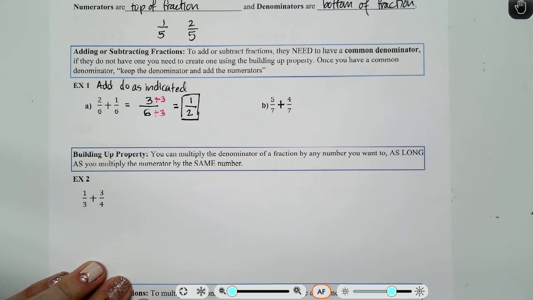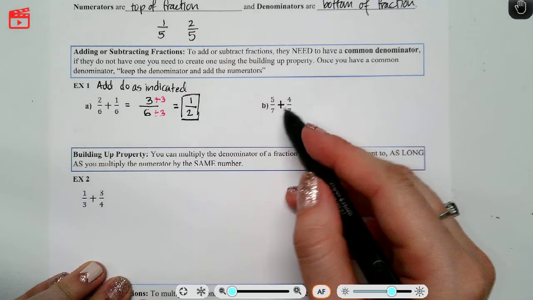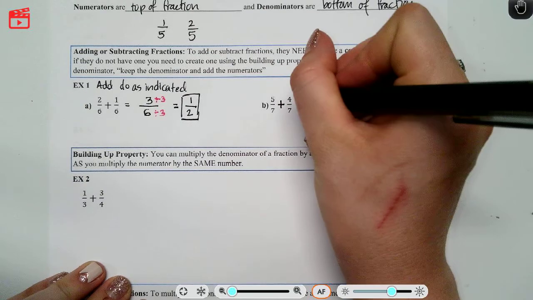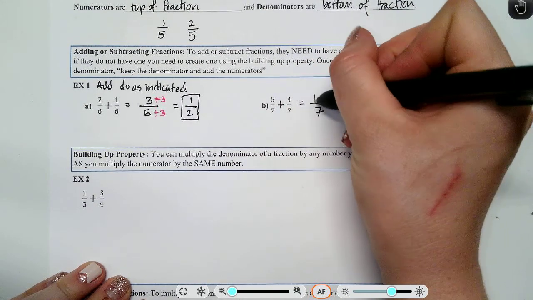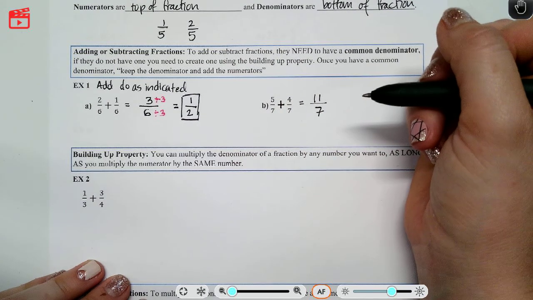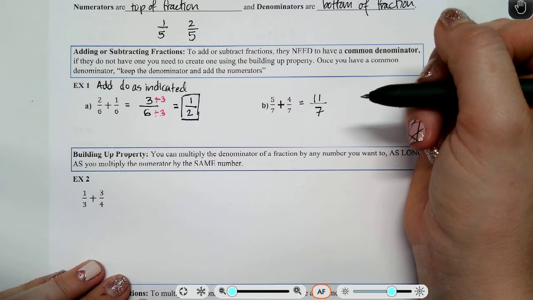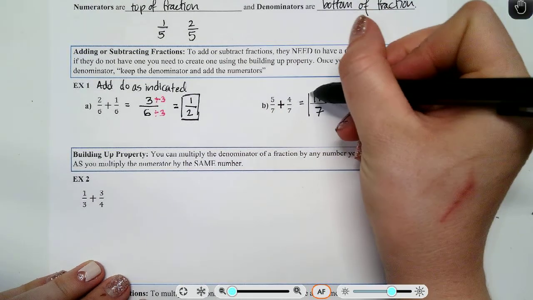All right, let's take a look at the next one. Can we add them? Yes, we can, because they have the same denominator. Okay, so we'll keep the denominator. Add across the top. 5 plus 4 is going to be 11. 11 and 7, we cannot divide them by the same number, so that is it.